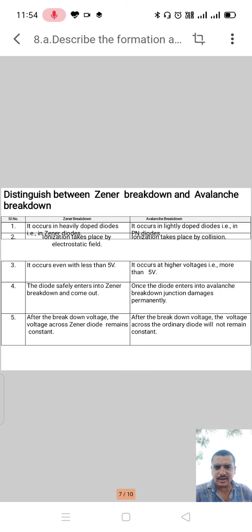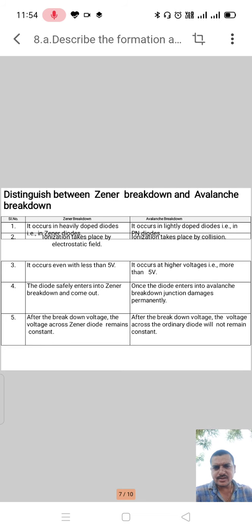Coming to the first point, in Zener breakdown, it occurs in heavily doped diodes, like Zener diodes. Coming to the avalanche breakdown, first point, it occurs in lightly doped diodes, that is in p-n junction diodes.